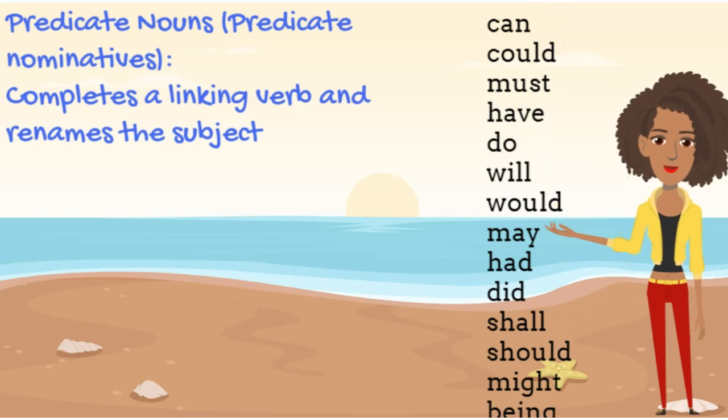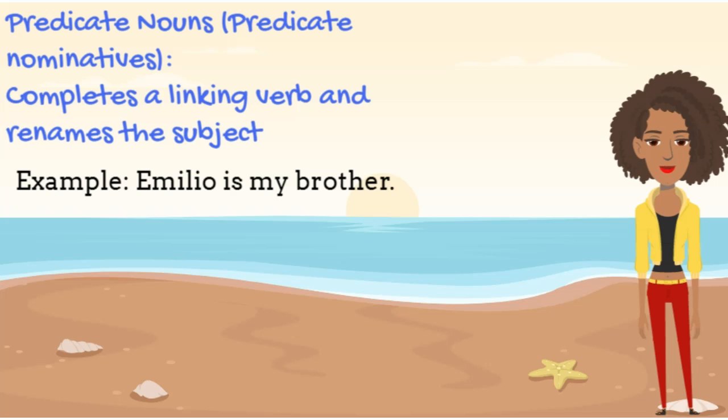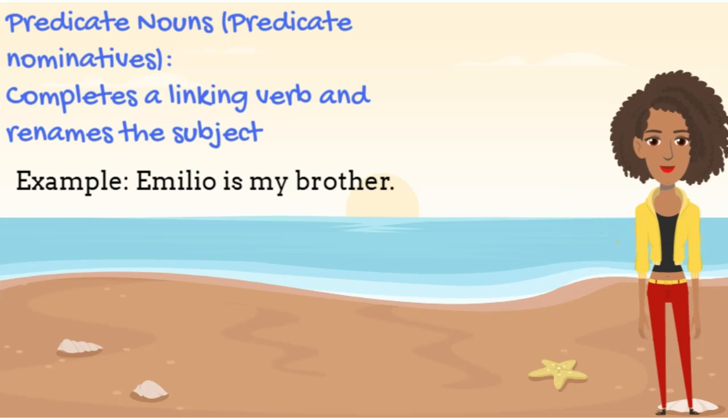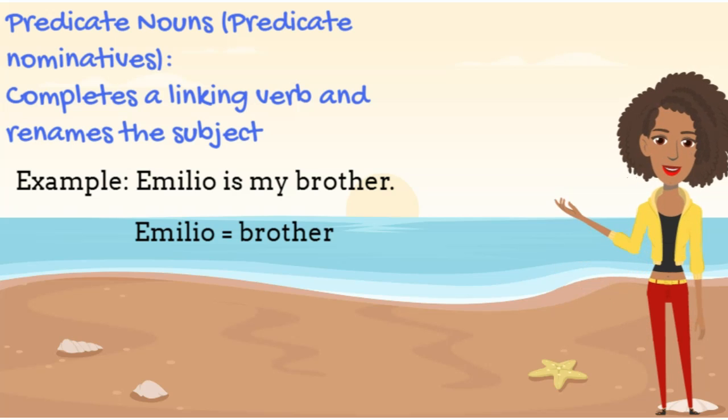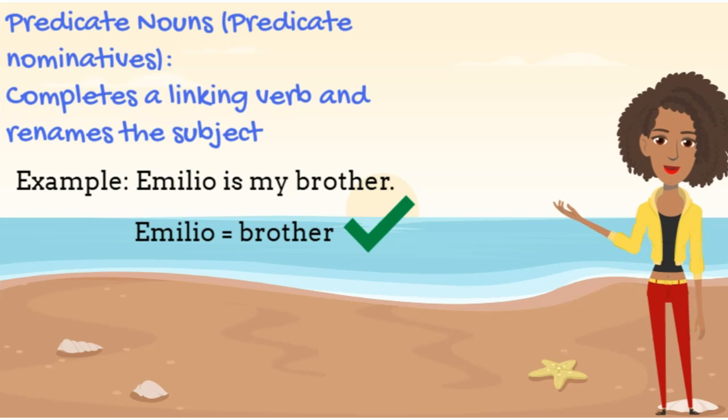Now, let's look at a few examples of predicate nominatives in a sentence. The first example is, Emilio is my brother. We see the linking verb is, and we know that the subject is Emilio. So the word brother is the predicate nominative. Remember, linking verbs are like equal signs in math. So Emilio equals brother is a true statement.